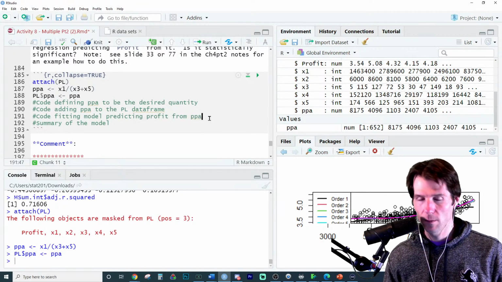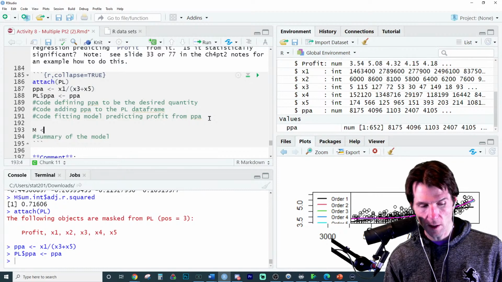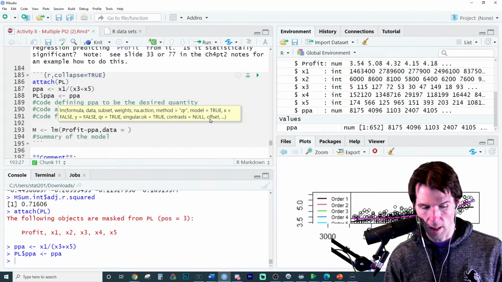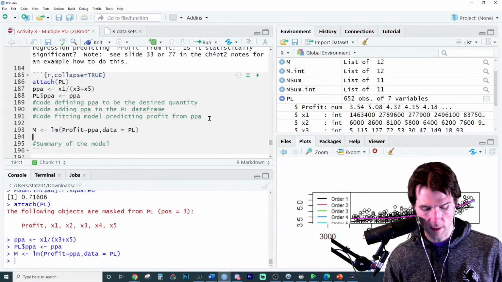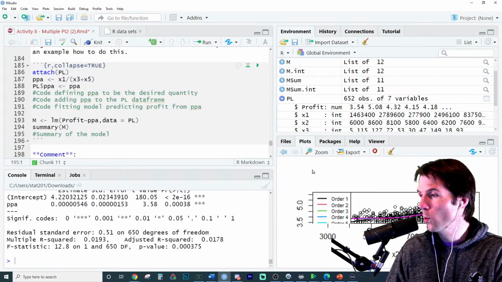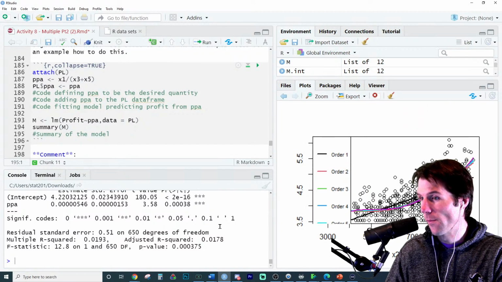Code fitting a model right here. To fit the model using it, we're going to run right here Profit, which is capital P, tilde PPA, the new variable in the data frame, data equals the PL data frame. There's our model, and let's look at how this model does. Woo! How's this model do?